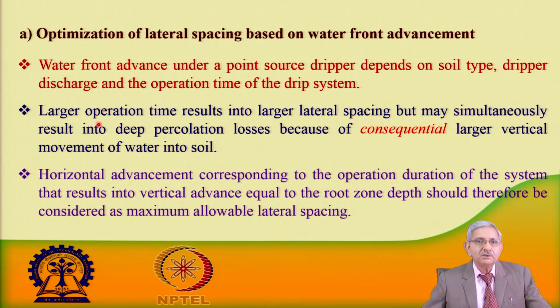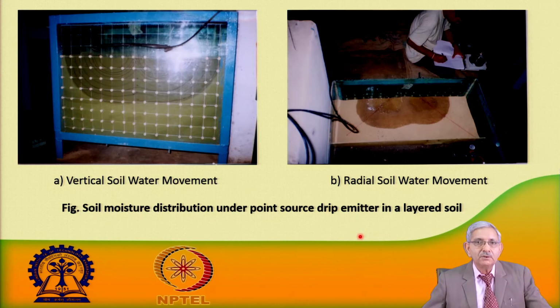So, R and Z components of the water distribution are considered. Larger operation time results in larger lateral spacing, but may simultaneously result in deep percolation losses. This is not desired, because of the consequential larger vertical movement of water. If we allow a larger time, it may go below the root zone depth. So, the horizontal advancement corresponding to the operation duration of the drip emitter should result in vertical advancement equal to the root zone depth. That is an important consideration one has to take while deciding the spacing of the dripper.